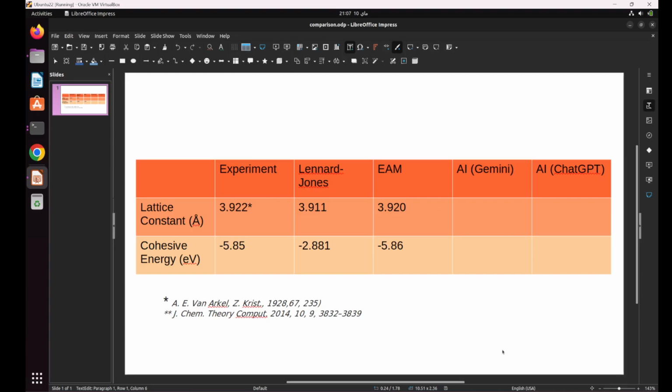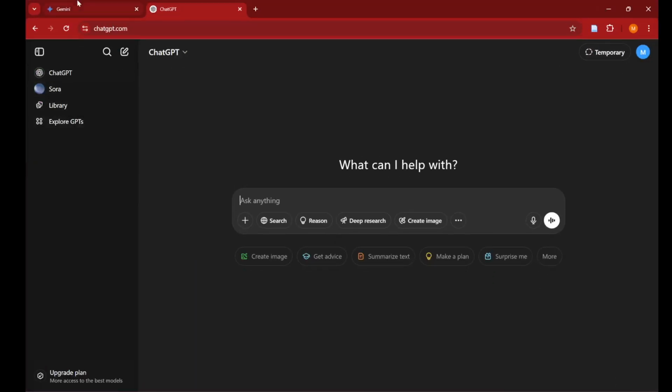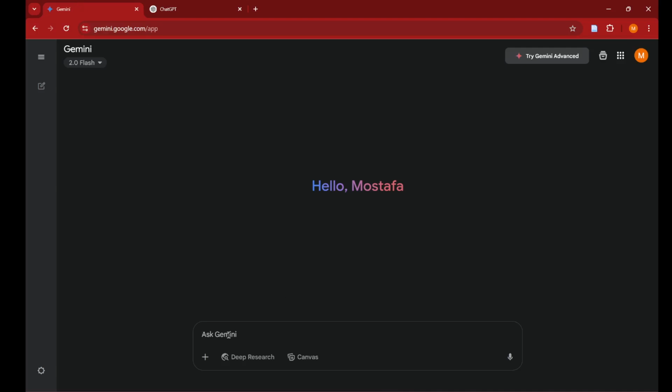Now let's quickly ask Gemini and ChatGPT in the prompt here. So let's start with Mr. Gemini. Hi, what is the equilibrium lattice constant of FCC platinum and its cohesive energy? We can also copy this to speed things up when we ask GPT.